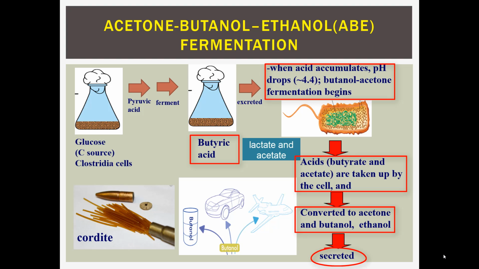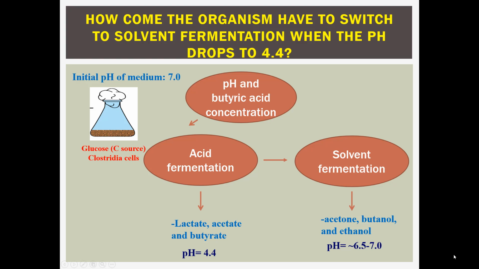them into the media. You are probably wondering why the organism switches to solvent fermentation when the pH drops to 4.4. It switches to solvent fermentation because the accumulation of butyric acid in the culture media of low pH can be toxic because the undissociated form of the acid is lipophilic and can enter the cell. So to prevent toxicity, the organism uses the acetone-butanol ethanol fermentation to bring the pH back close to neutral.